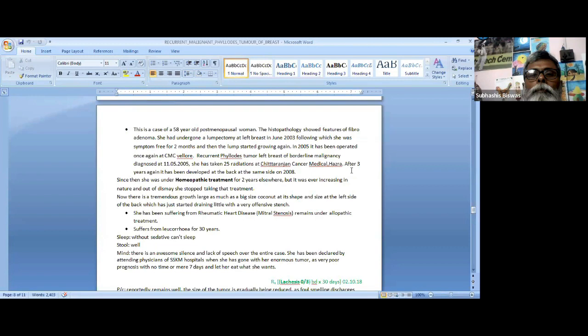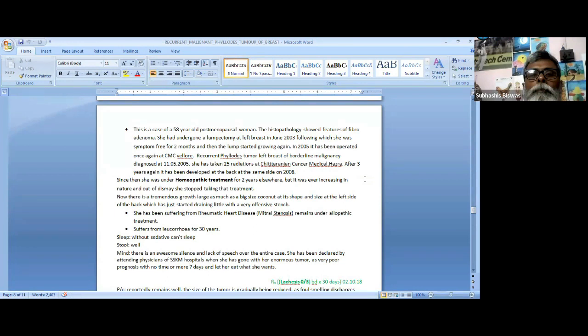11/5/2005. After the operation at CMC, since the patient was from West Bengal, they suggested she take 25 radiations at Chittaranjan Cancer Medical Research, Kolkata. After 3 years, it developed again at the same site in 2008. See, why is it recurrent? By nature it is recurrent. In 2003, then in 2005, and again in 2008.